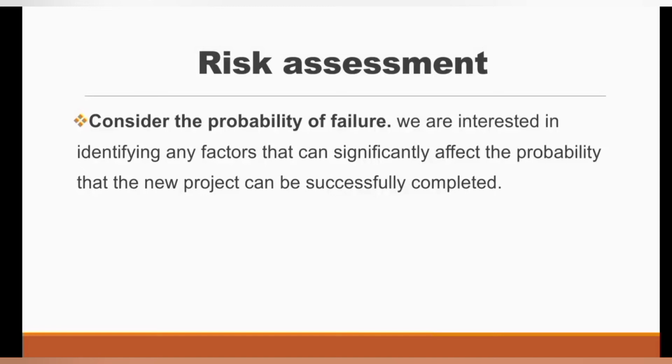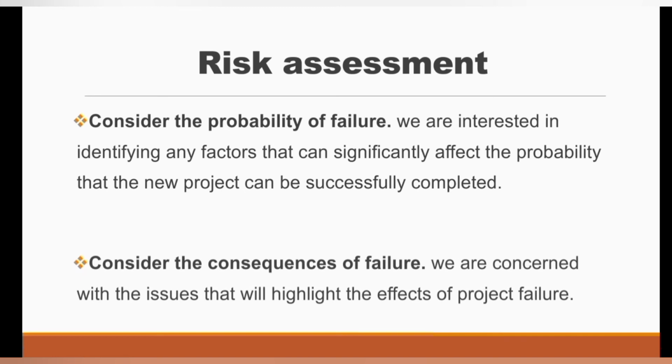And then the third contributor can be dependency. So can the product be developed independently of the system currently being used, or is it tied up in the operating system of the company? So if you have these three contributing factors, then you move on to calculate the average of the contributing factors. And then we also consider the consequence of failure. The consequence of failure, we are concerned with the issues that will highlight the effects of the project failure.